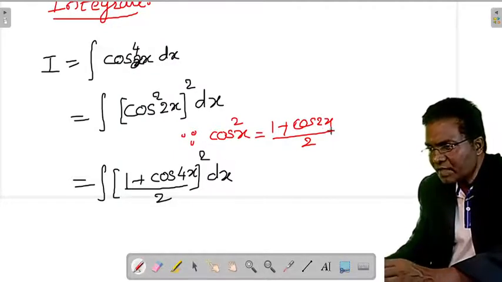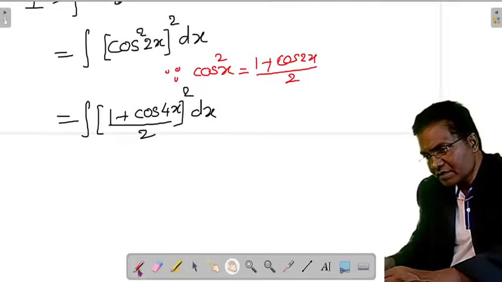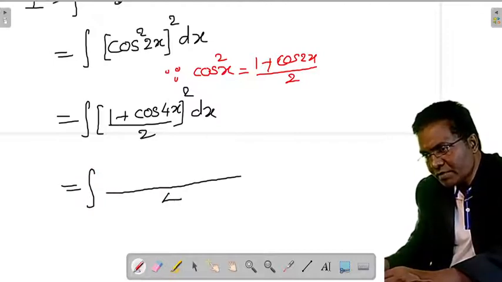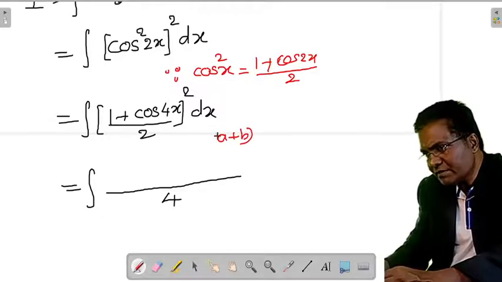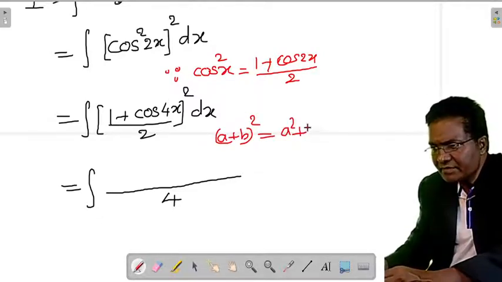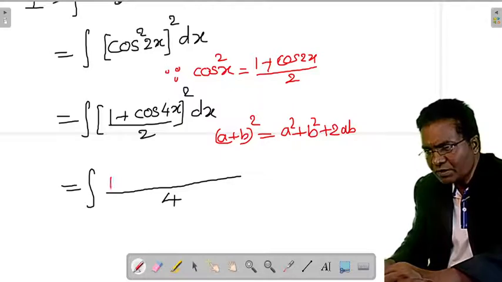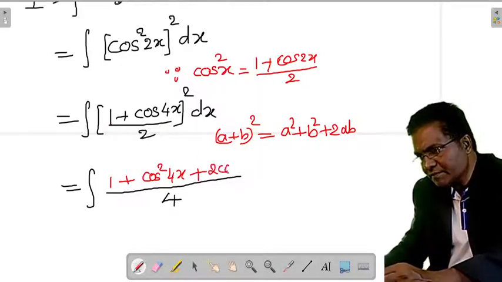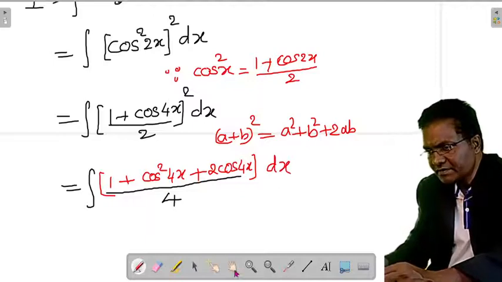Remember that cos square x is (1 plus cos 2x) by 2. If this is 2x, this becomes 4x. So 2 square is 4 in the denominator. In the numerator, you have to use the expansion (a plus b) whole square, which is a square plus b square plus 2ab. So what we will get? 1 square is 1 plus cos square 4x plus 2ab, that is 2 into 1 into cos 4x, so 2 cos 4x, into dx.